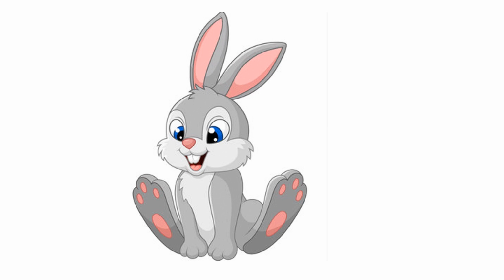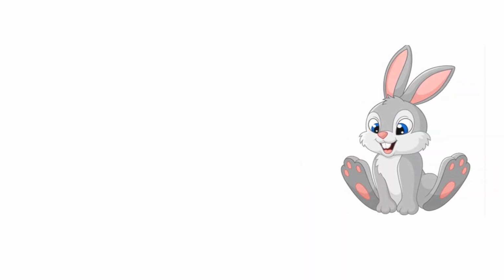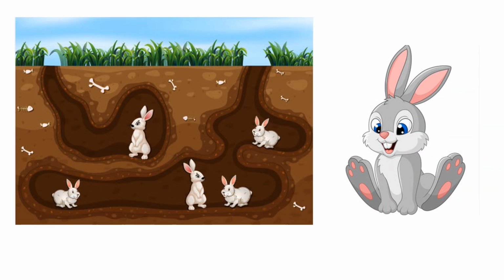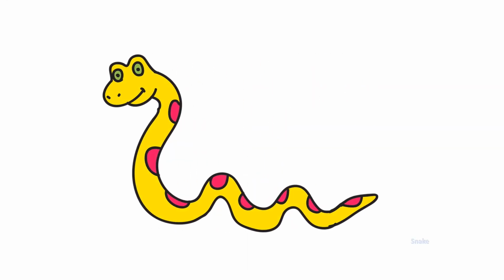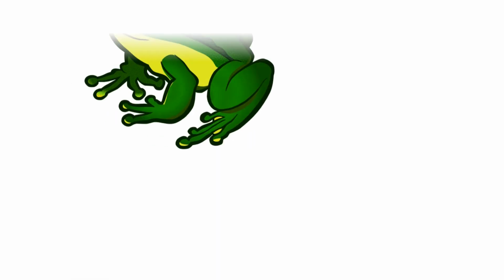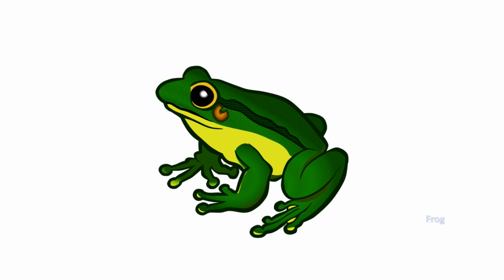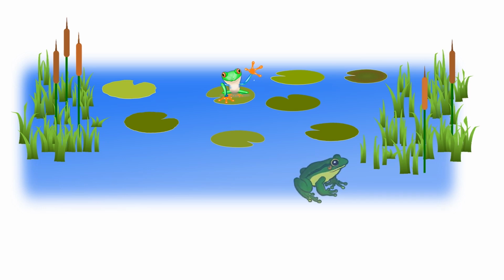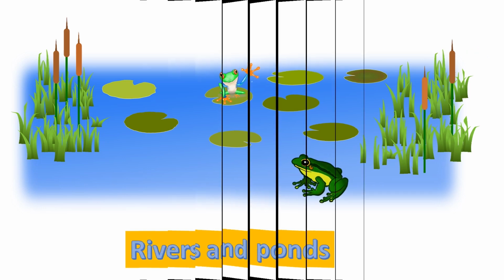Where does a rabbit live? A rabbit lives in a burrow. Where does a snake live? A snake lives in a burrow. Where does a frog live? A frog lives in a pond, a lake or any water body.